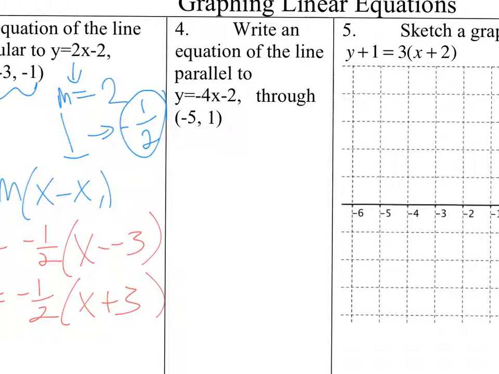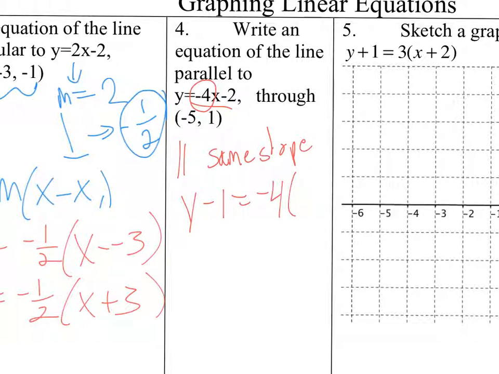Write an equation of the line parallel to this guy through another point. Okay. Parallel means same slope. Just like perpendicular was the negative reciprocal, parallel is same slope. My slope here is -4. Okay, y minus 1 is equal to -4 times the quantity x minus -5, otherwise known as y is equal to 1 plus -4 times x plus 5, or something along those lines.